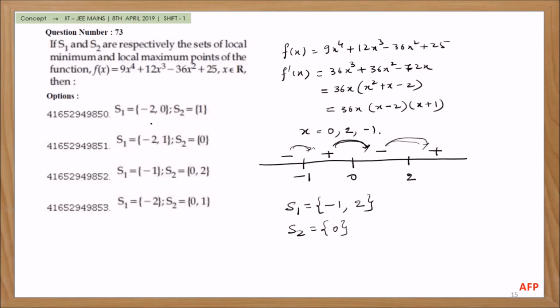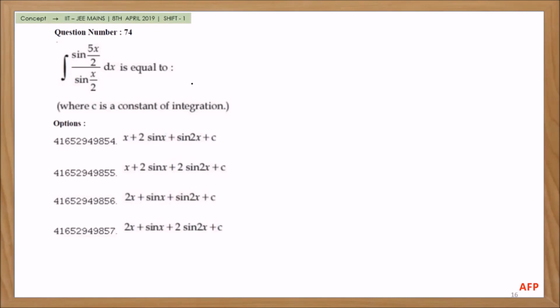Okay, so this is what the solution is. The solution follows, so your option 2 it follows. Next problem.